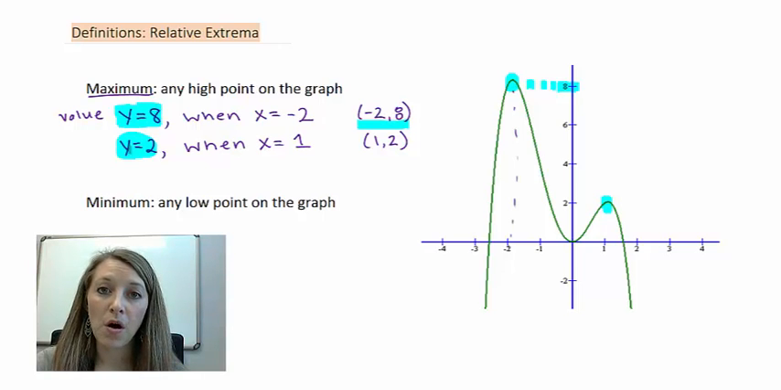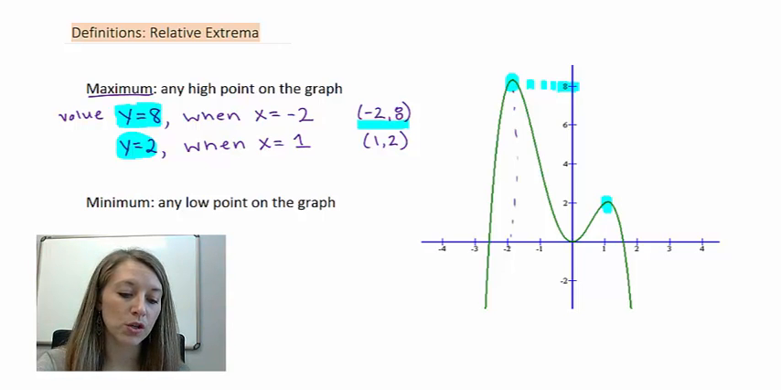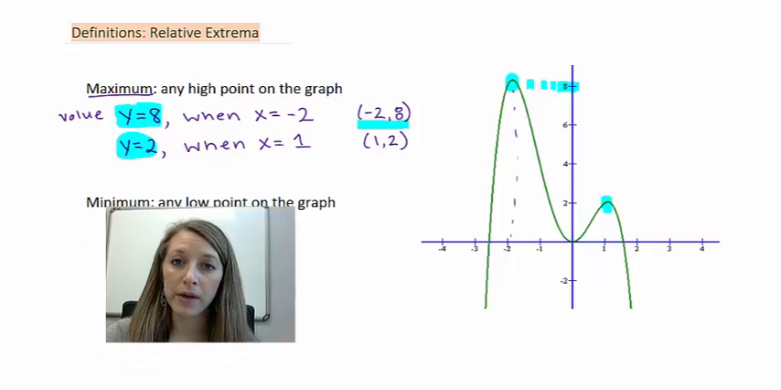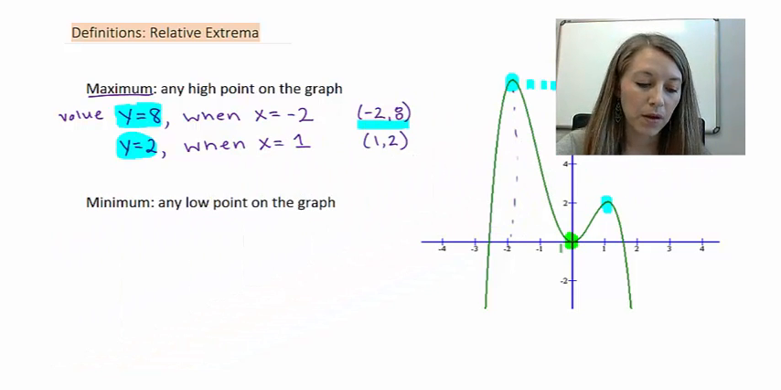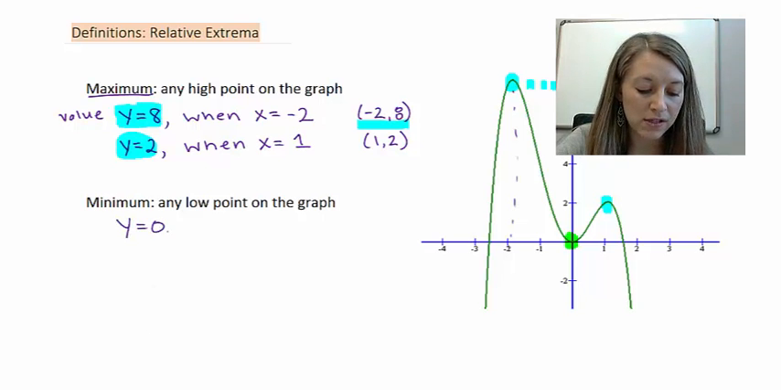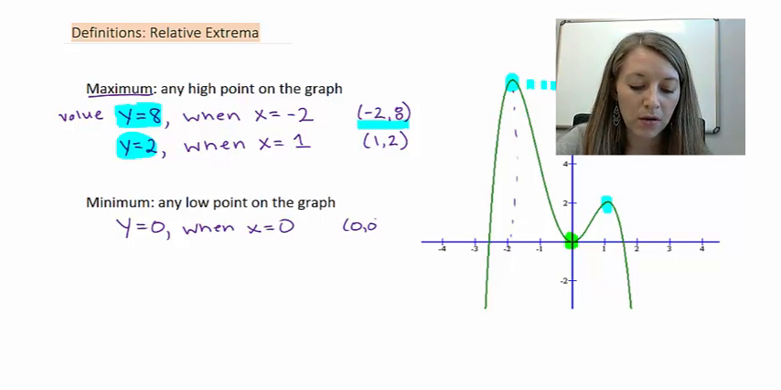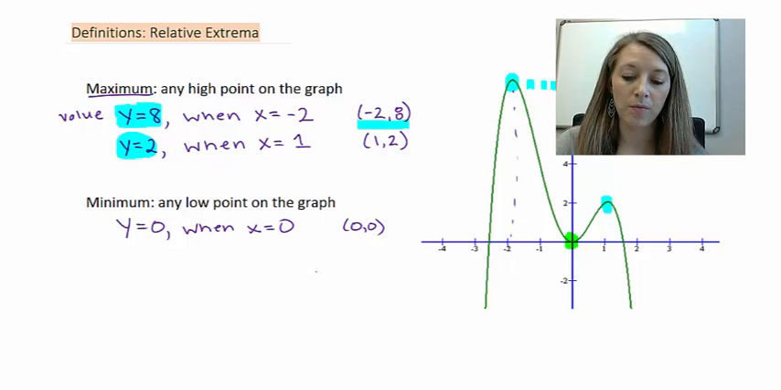Now, that seems to be all the high points on the graph, so let's switch to minimums, any low points on the graph, and we have a low point right here. So our low value is the y value of 0, and the x value of when that is happening is also 0, or in ordered pair notation, it's (0, 0).